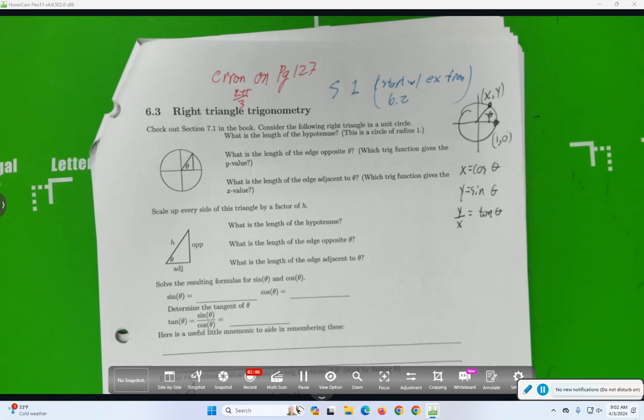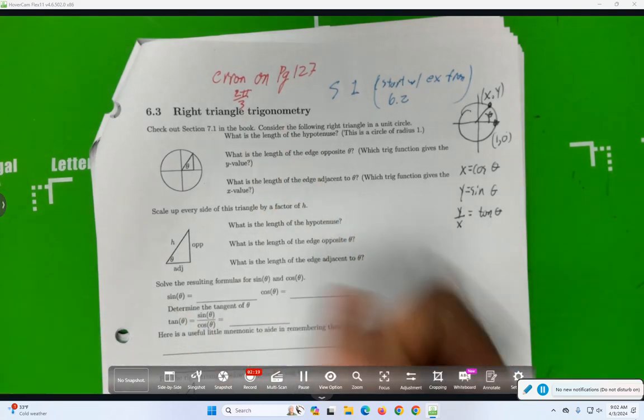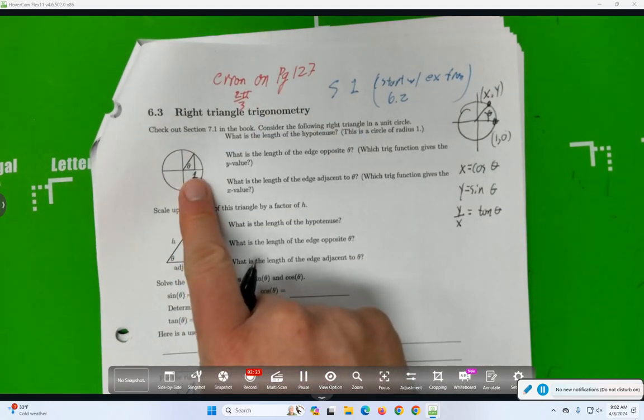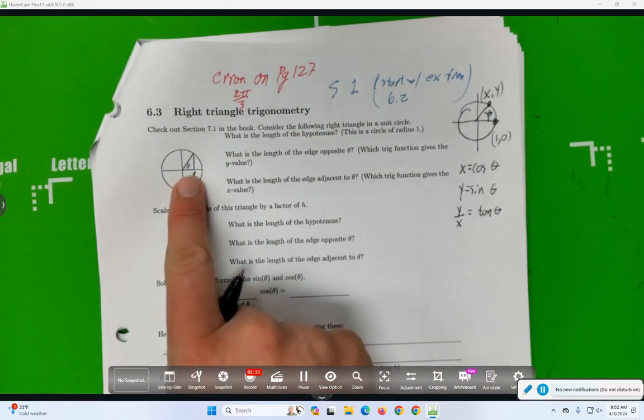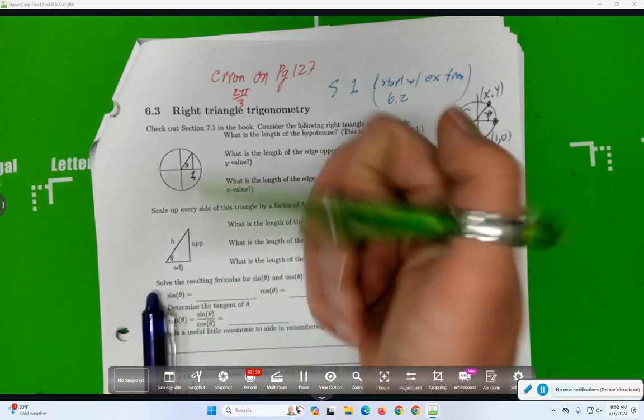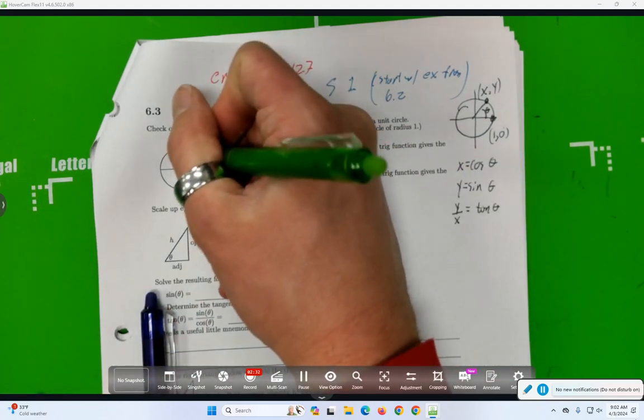Trigonometry is called trigonometry because it tells you something about triangles. So let's start building that a little bit. Let's do some right triangle trigonometry. So I'm saying that this circle is a circle of radius 1. Consider the following right triangle and unit circle. There's a right triangle inside of a unit circle, so it's inside of a circle of radius 1.